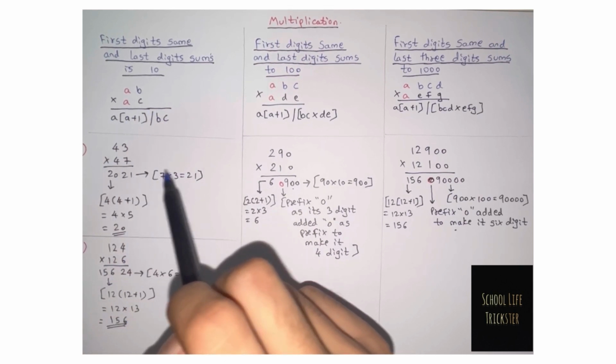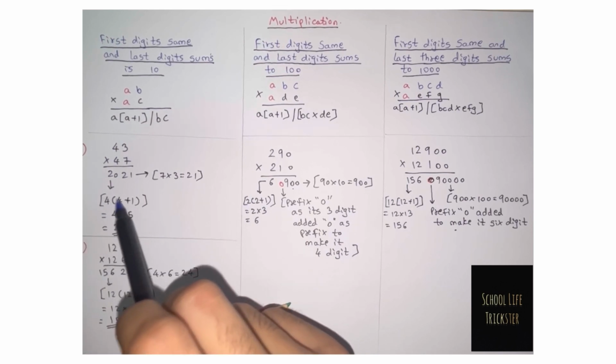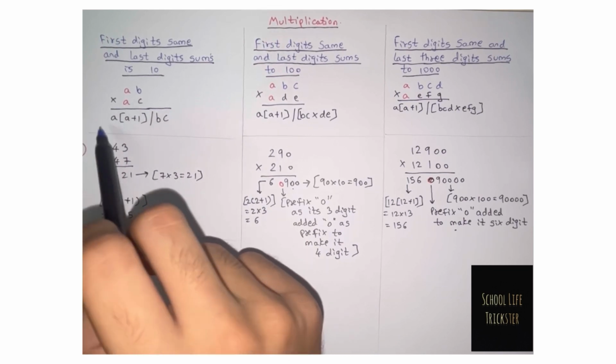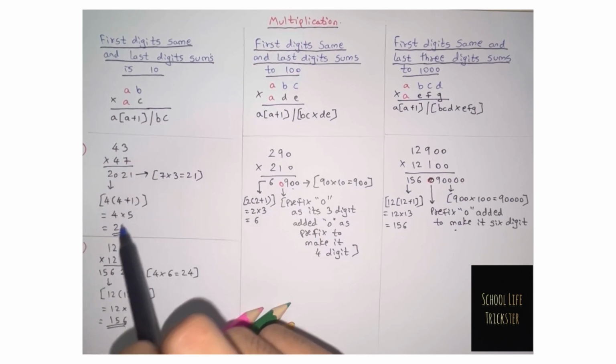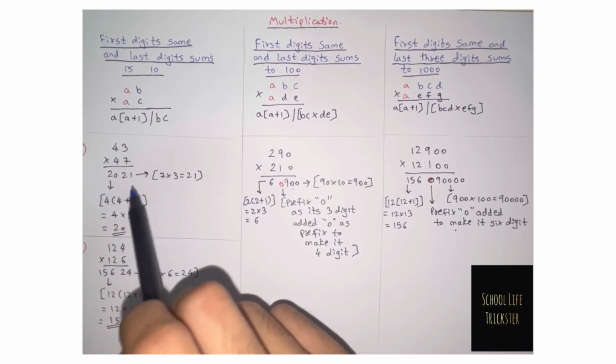So we can use this formula. So multiply 7 into 3 is 21, and for this 20, how did it come? 4 into 4 plus 1, that is A into A plus 1, that is 4 into 5 equal to 20. So write 20 here. 20, 21. This is the answer.